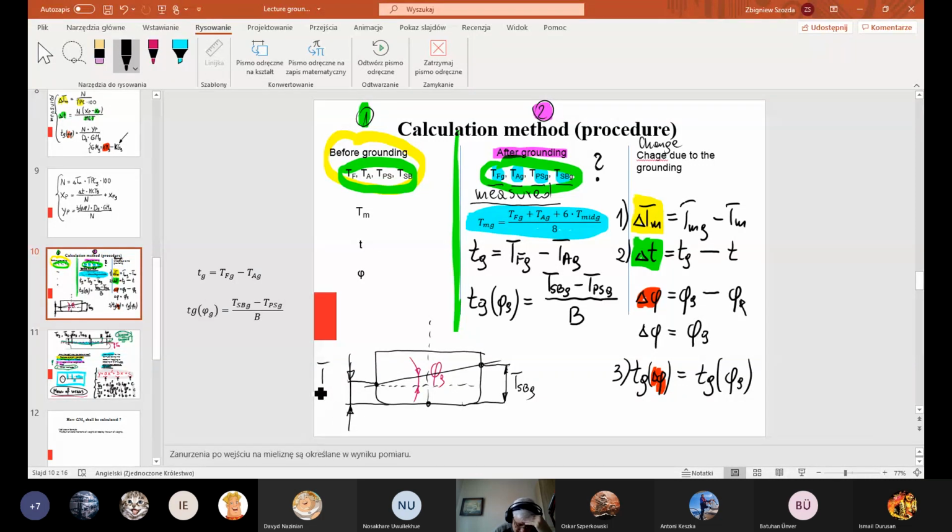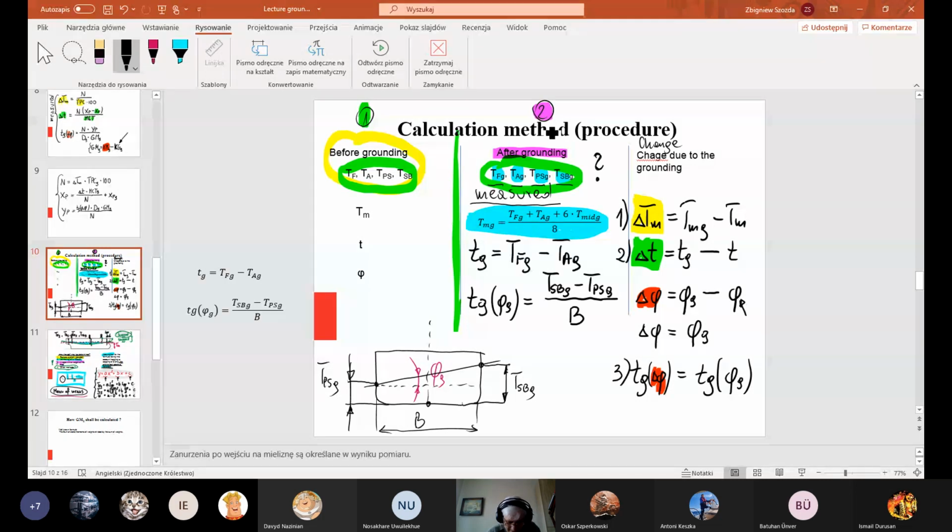Port side draft after grounding. So the tangent of the angle of heel is just the difference between starboard and port side drafts divided by the breadth of our ship. So I hope the formulas that can be used for calculation of the mean draft, trim, and angle of heel are obvious now for everybody.